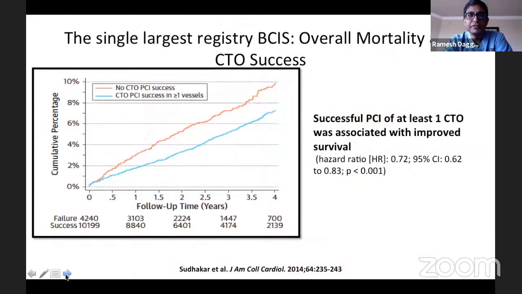So the single largest registries from BCIS on overall mortality and CTO success: in people who had successful CTO in more than one vessel, their survival was much better. And as you can see here, success in at least one CTO was associated with improved survival with a hazard ratio of 0.72, and this is for a follow-up up to 4 years.